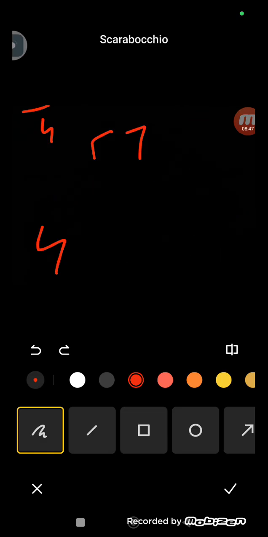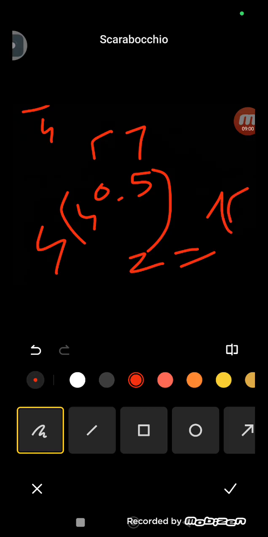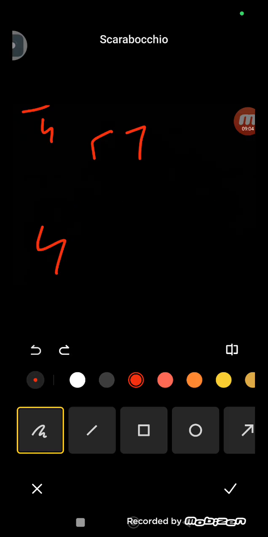The same case as I said, you just keep 0.5 and you add an extra exponent with parentheses up there. You calculate something, 2 equals 16. Let me try another example, a crazier one.